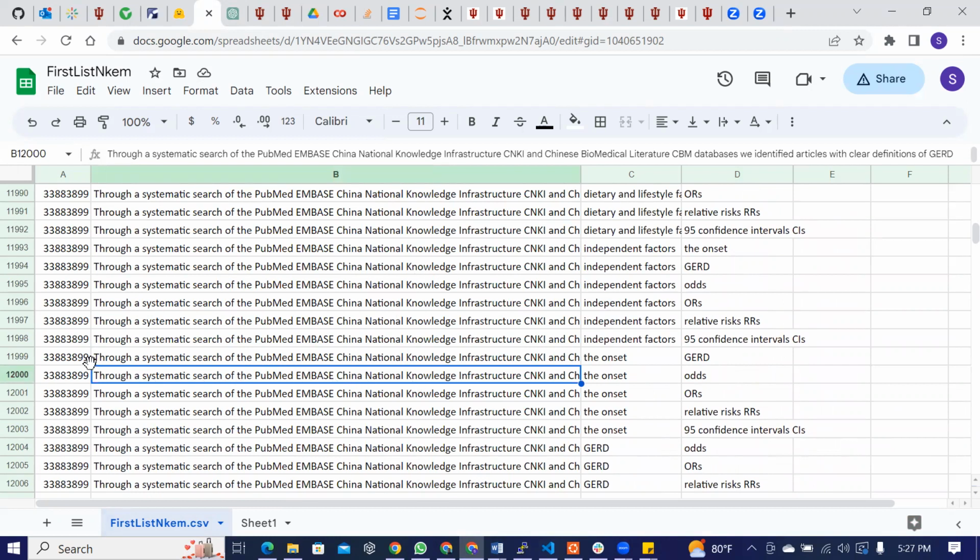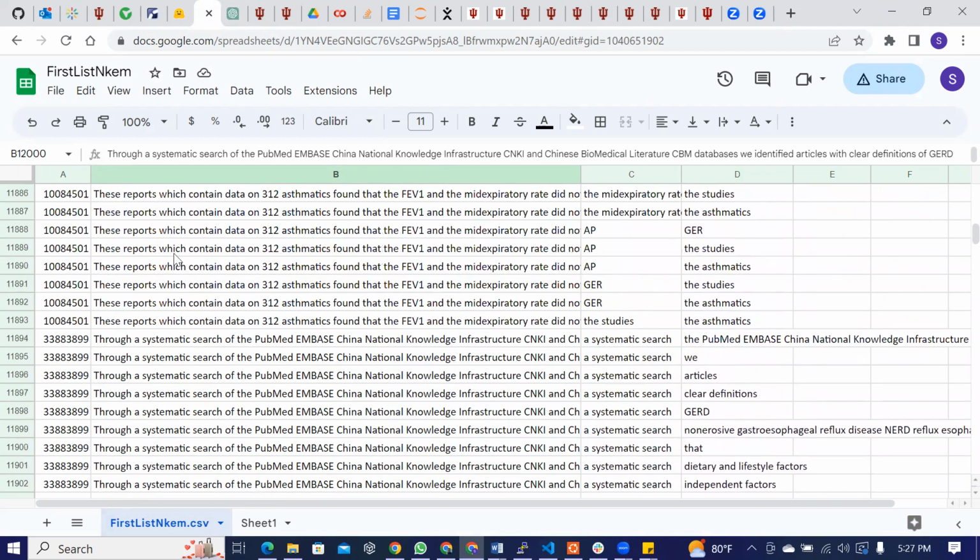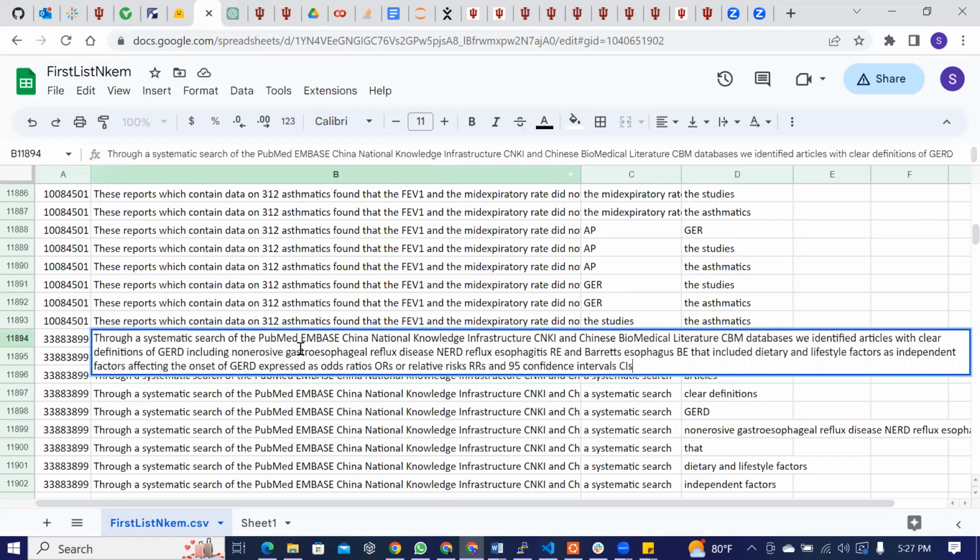Looking at this sentence, this is where it's starting from. This is a full sentence: through a systematic search of the PubMed, China National Knowledge Infrastructure, CNKI, and Chinese Biomedical Literature, CBM databases, we identify articles with clear definitions of GERD, including non-erosive gastroesophageal reflux disease, NERD, reflux esophagitis, RE, and Barrett's esophagus, BE, that included dietary and lifestyle factors as independent factors affecting the onset of GERD, expressed as odds ratios or relative risks and 95% confidence intervals.